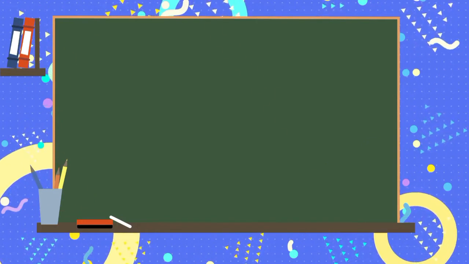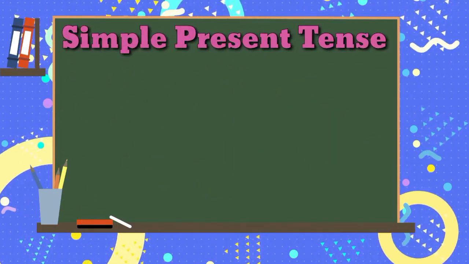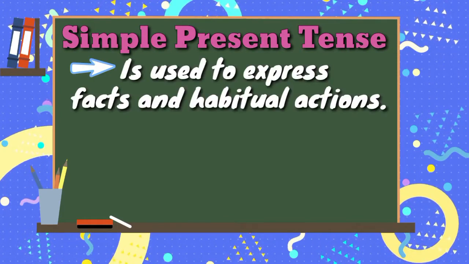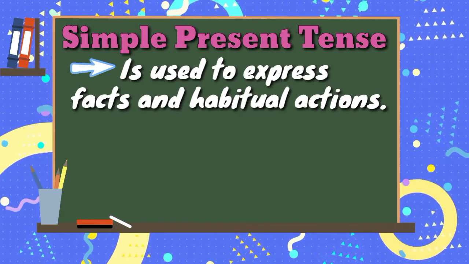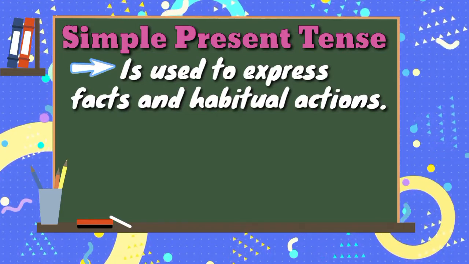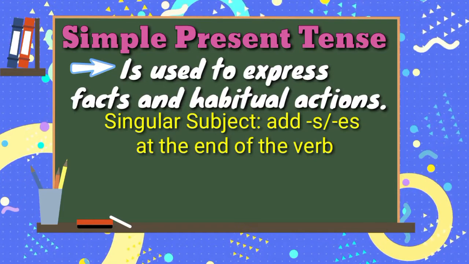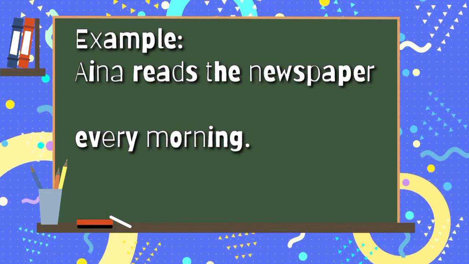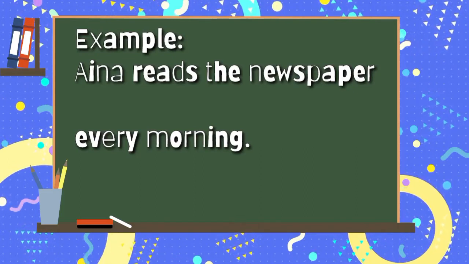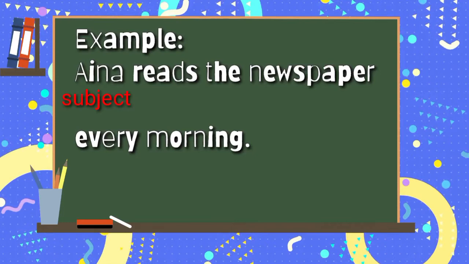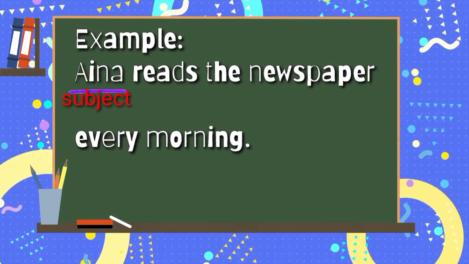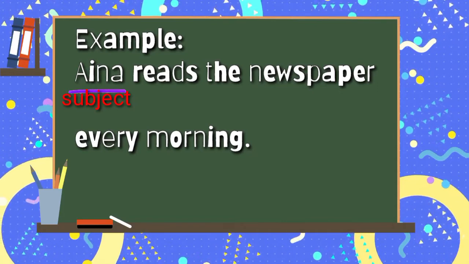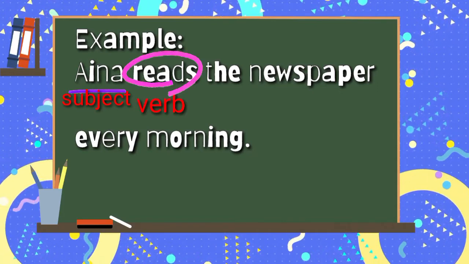Let us proceed to the simple present tense. Simple present tense is used to express facts and habitual actions. If the subject is singular, we add s or es at the end of the verb. For example, Aina reads the newspaper every morning. In this sentence, our subject is Aina, which is a singular subject. Therefore, we add s at the end of the verb read.